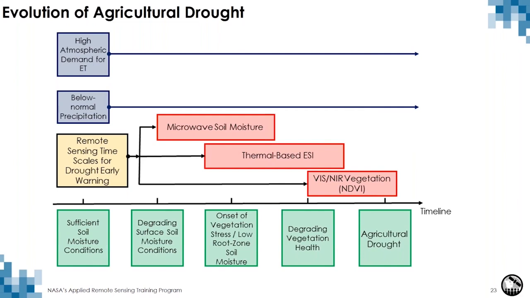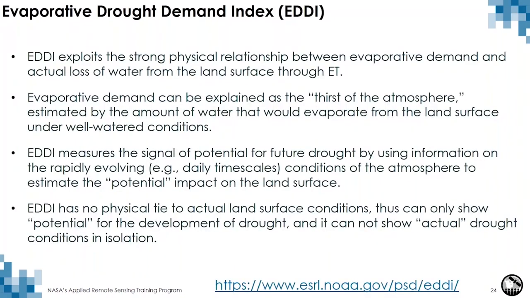So really, you've got to use these different observations because they represent different time scales of the process in an agricultural drought. So I'll talk about two relatively new products that are focused on using both evaporative demand and actual evapotranspiration for looking at drought. The first one is called the Evaporative Demand Drought Index, or EDDI. It really uses the strong physical relationship between demand and actual water loss. And like I said, demand can really be explained as the thirst of the atmosphere, or how much water would evaporate from the land surface under well-watered conditions.